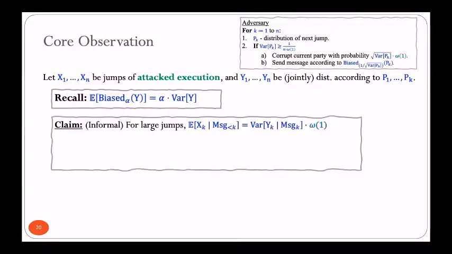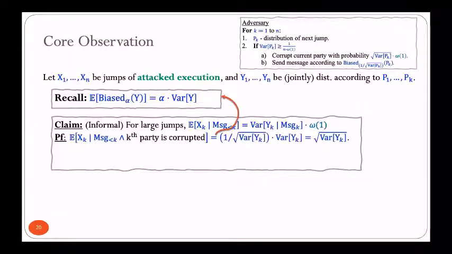Okay, so now I want to show, rather informally, that the expectation of xk corresponds to the variance of yk. But this is only true for large jumps, since for small jumps, we don't corrupt their messages, and thus their jump is actually sampled honestly. So the expectation of small jumps is always 0, right?